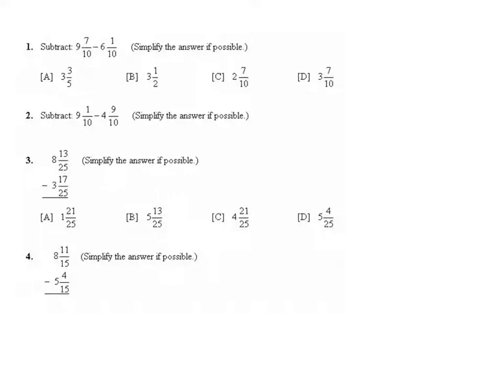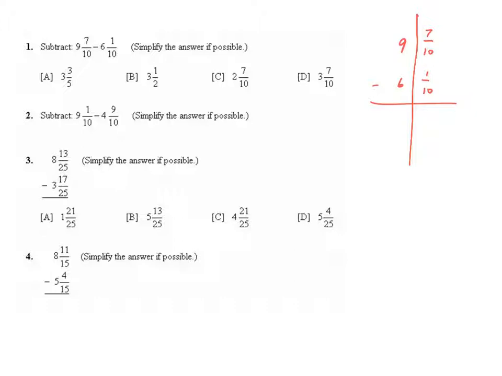In this video, I'm going to show some examples of subtracting mixed numbers with like denominators. Question 1 is 9 7/10 minus 6 1/10. And I'm going to go ahead and write these vertically in case I have to do any sort of work here.